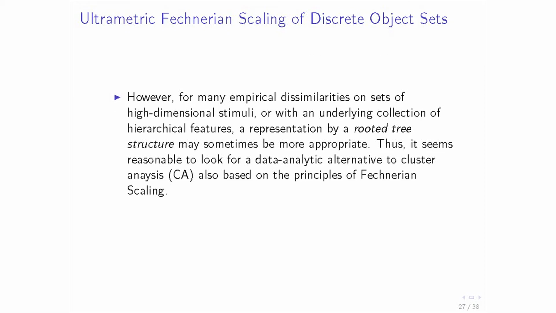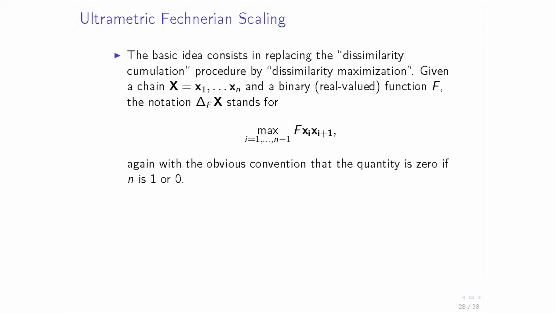The idea here is that many empirical dissimilarities on sets of high-dimensional stimuli have an underlying collection of hierarchical features, and they are sometimes represented by rooted tree structures or additive tree structures. So it seems reasonable to look for an alternative to the cluster analysis that is based on the principles of Fechnerian scaling. And the basic idea here consists in replacing the dissimilarity cumulation procedure by dissimilarity maximization.